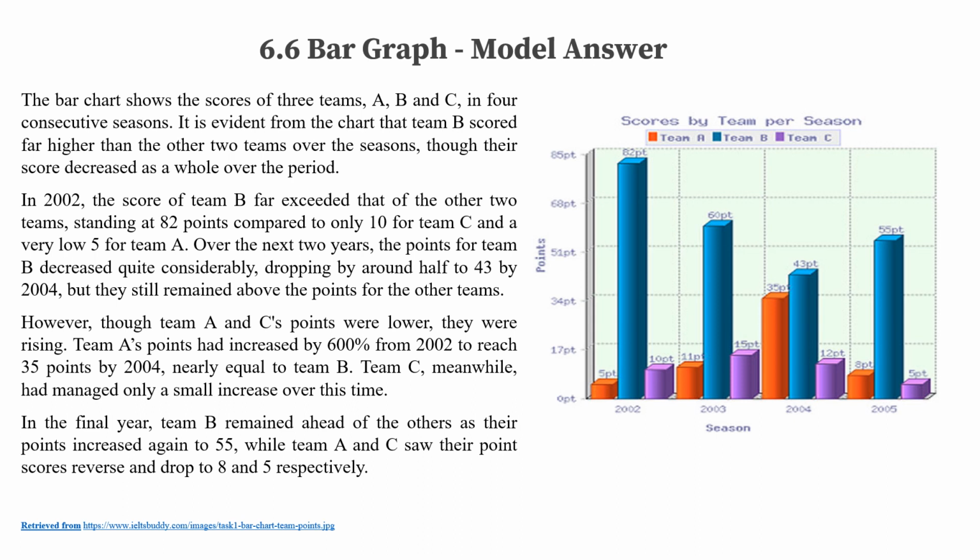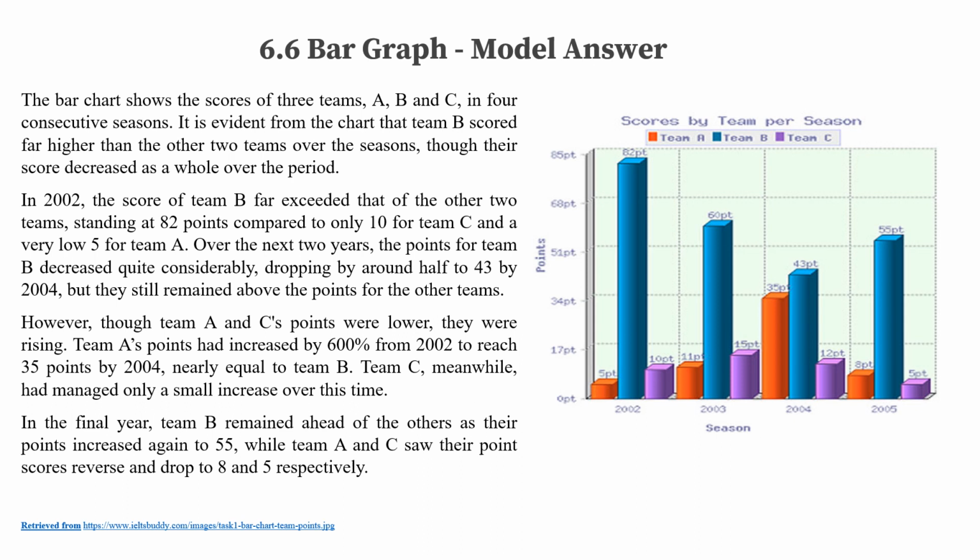6.6 Bar graph model answer. The bar chart shows the scores of 3 teams A, B, and C in 4 consecutive seasons. It is evident from the chart that Team B scored far higher than the other 2 teams over the seasons, though their score decreased as a whole over the period. In 2002, the score of Team B far exceeded that of the other 2 teams, standing at 82 points compared to only 10 for Team C and a very low 5 for Team A.